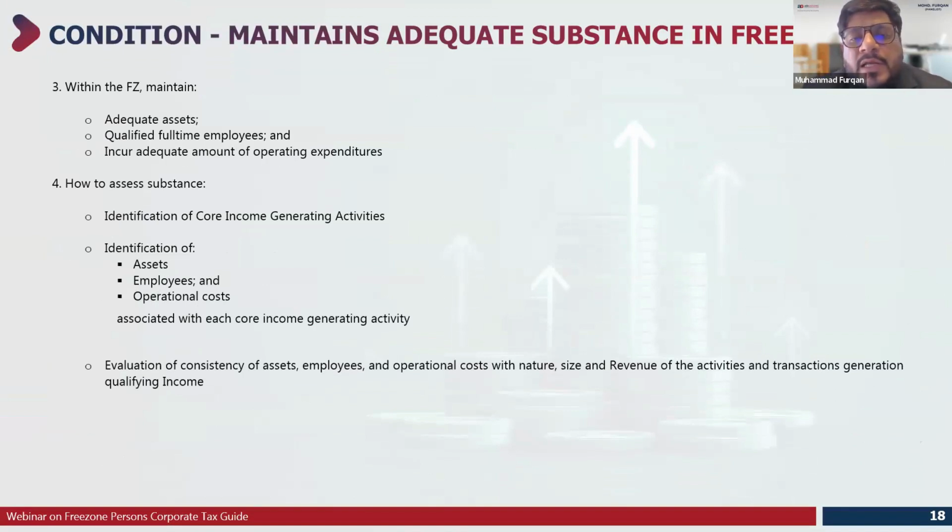So to maintain adequate substance in free zone, what does a free zone person have to do? The free zone person has to maintain adequate assets. He has to employ qualified full-time employees, and he also has to incur an adequate amount of operating expenditures.